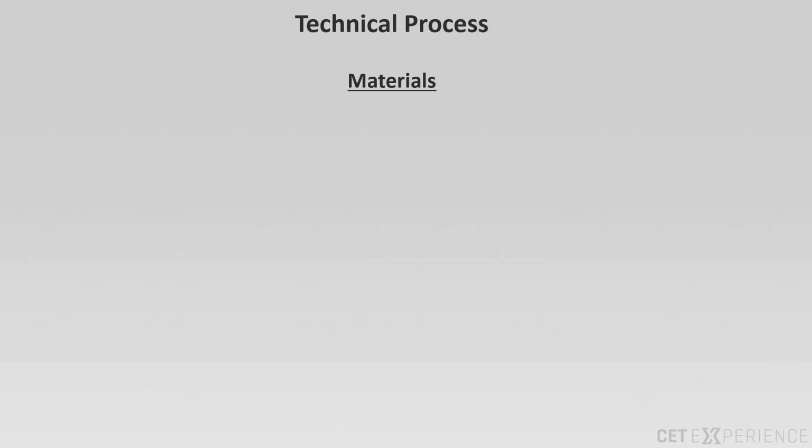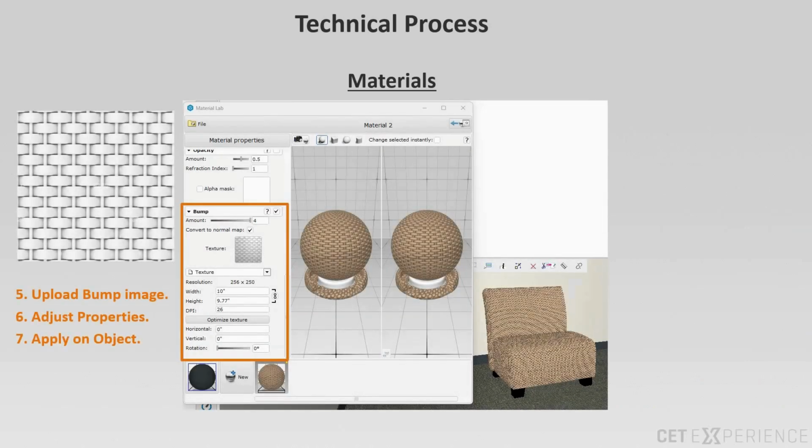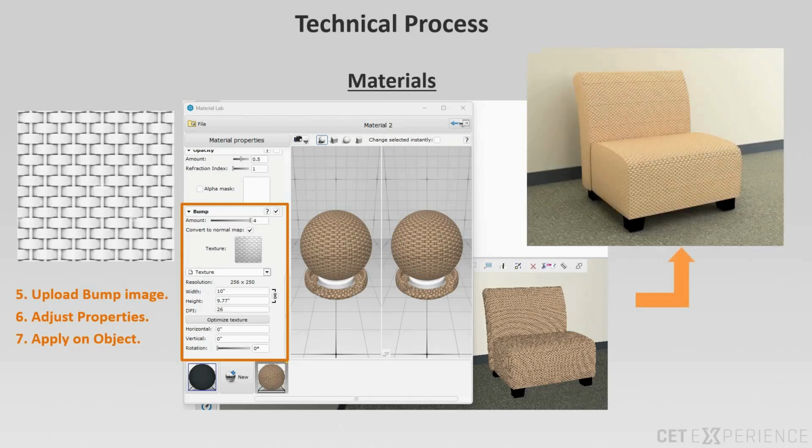Next step is to scroll down the material properties and look for bump. Here you will upload the texture image we saved earlier. Then you can adjust properties like the amount of bump, the size of the image, and even rotate it if you'd like. And then you can now apply it on the object and have it rendered. So that's how we apply bumps.